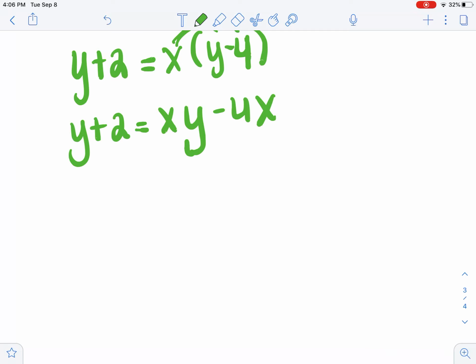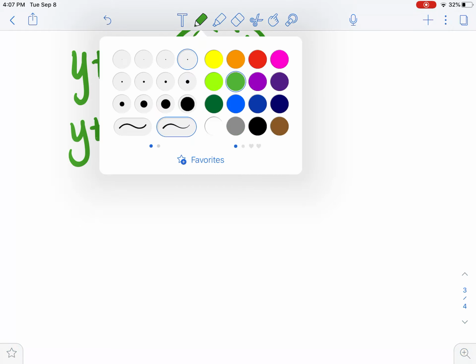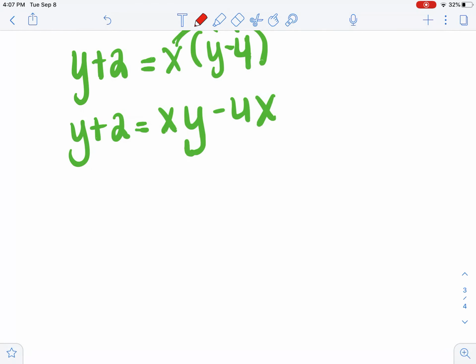Okay, so now I have to try to get all my y's on one side of the equation. So everything that has a y in it is going to go on one side. Everything without a y is going to go on the other side. So I'm going to put everything with a y on the left-hand side of the equation. So I'm going to subtract xy, subtract xy. Now I have on the left-hand side y plus 2 minus xy.